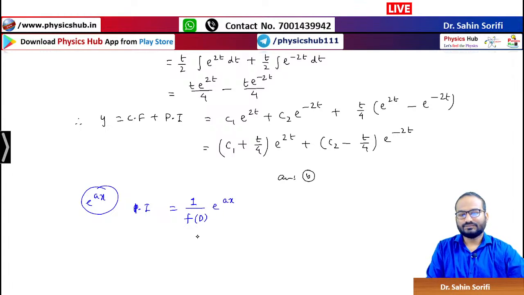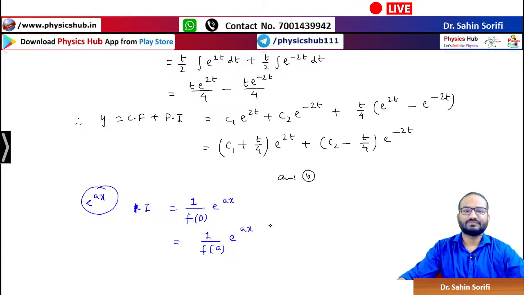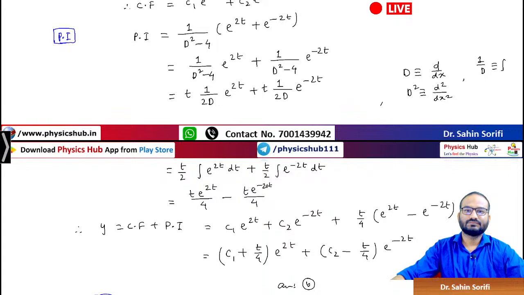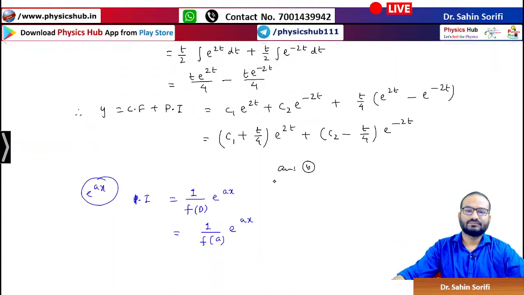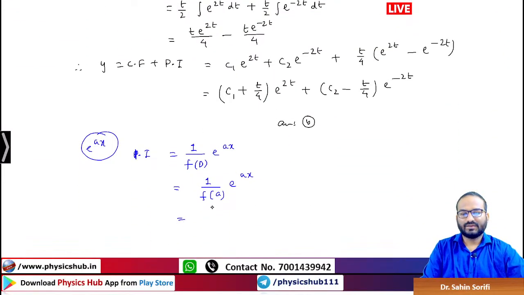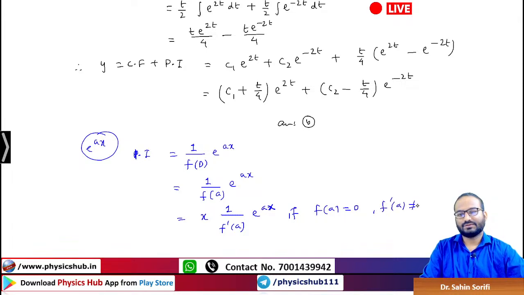Okay, this is equal to 1 by f of a e to the power ax. If f of a becomes 0, then 1 by f prime a, if f of a is equal to 0 and f prime a is not equal to 0, and if f prime a is also 0, another x will be multiplied.